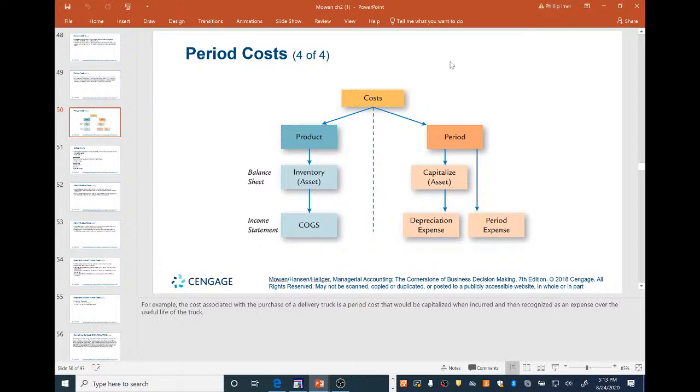So let's go back over here to the product side. On the balance sheet, inventory, right? After we produce or manufacture the product, we have to carry it in our inventory. It's an asset to the company. So assets are carried on what financial statement? Balance sheet, right? Assets are on the balance sheet. So once the product cost is produced, it's carried as an asset on the balance sheet as inventory. Then when it's sold, what happens to it?